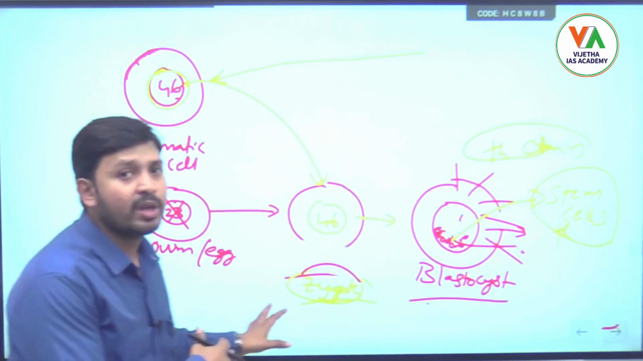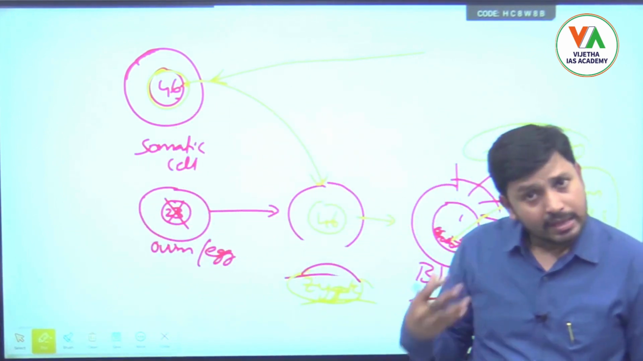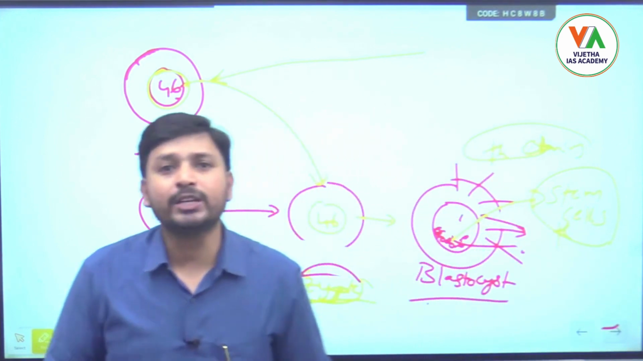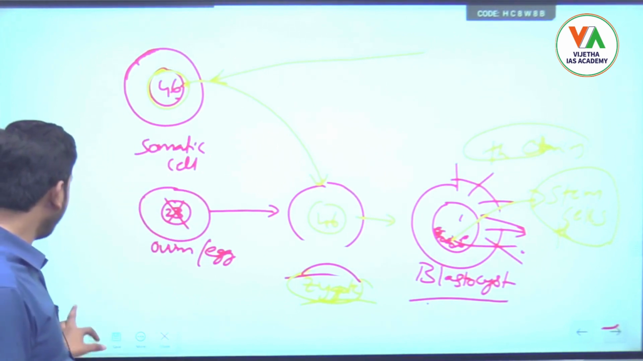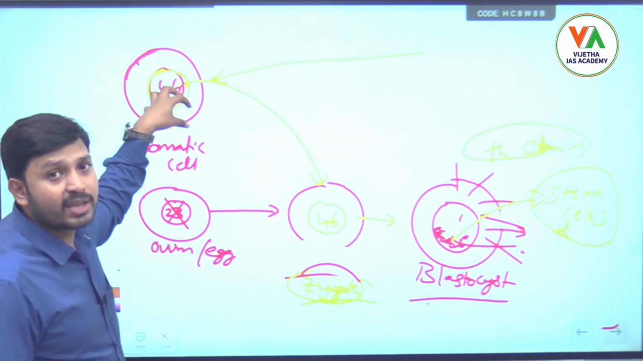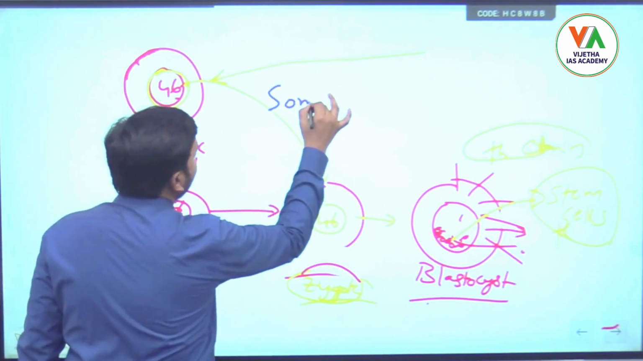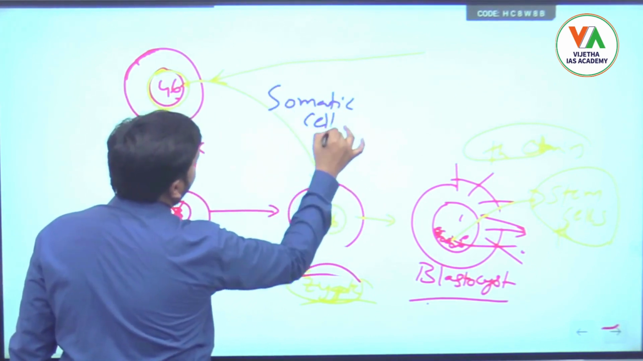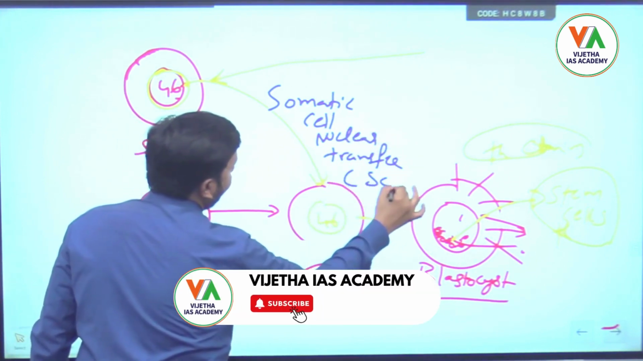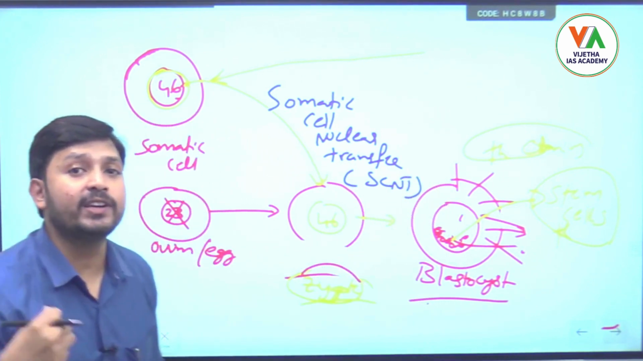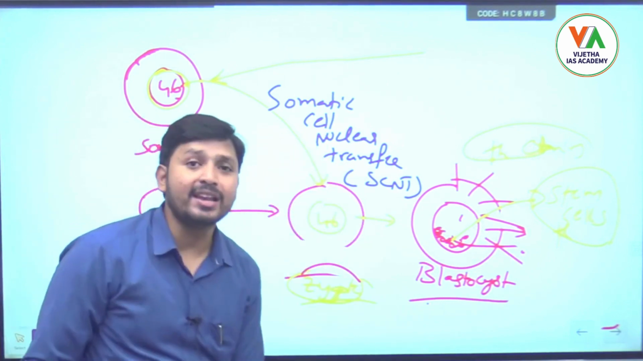I hope you have understood the cloning. Cloning is nothing but making a genetically exact replica or copy of a person. And there are two types in this cloning. One is reproductive cloning, where I will take the somatic cell, and as we are transferring the entire nucleus into this one from the somatic cell, it is also called the somatic cell nuclear transfer technique. Remember, this question has been asked by UPSC multiple times. What is the somatic cell nuclear transfer technique?